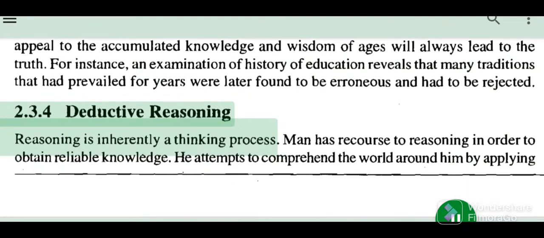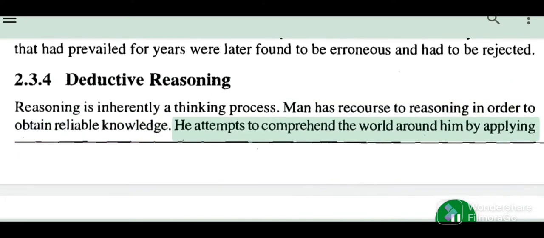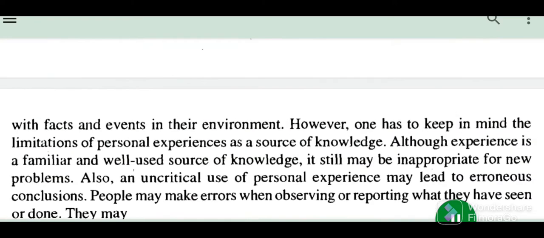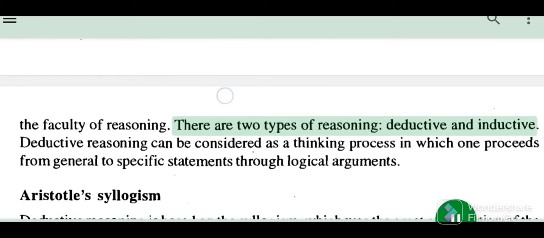2.3.4 Deductive reasoning. Reasoning is inherently a thinking process. Man has recourse to reasoning in order to obtain reliable knowledge. He attempts to comprehend the world around him by applying the faculty of reasoning. There are two types of reasoning, deductive and inductive.